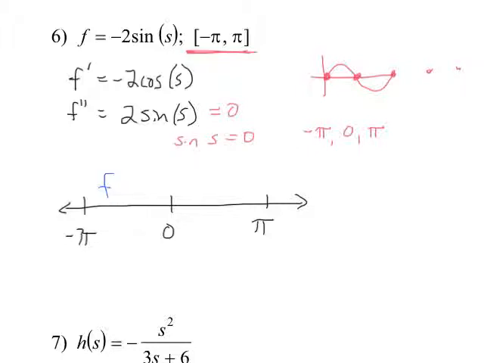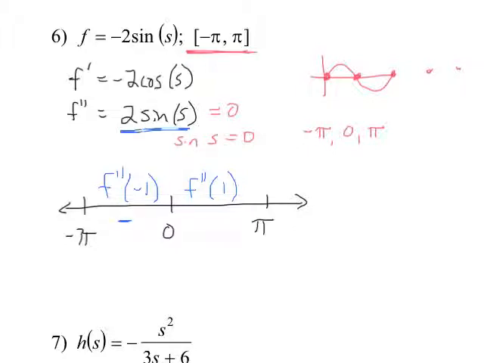Let's test f double prime of negative 1 and f double prime of positive 1. So if we stick f double prime of negative 1 into this equation, we are going to get a negative answer.